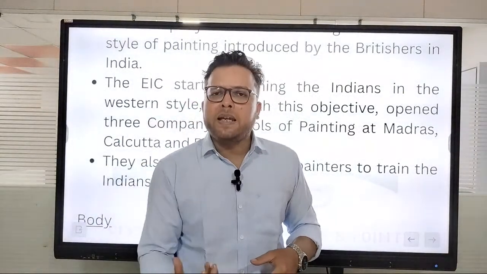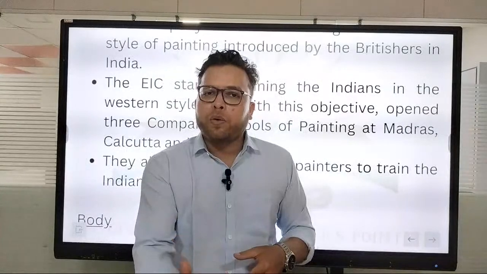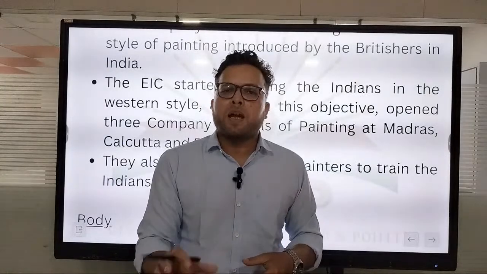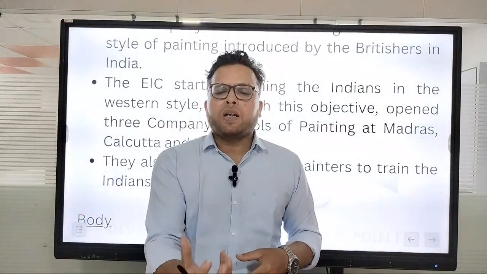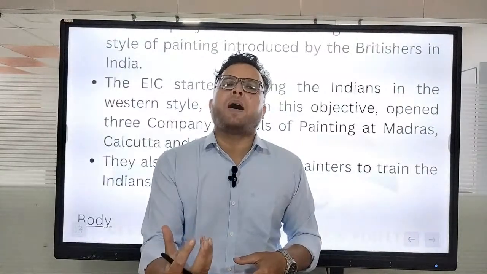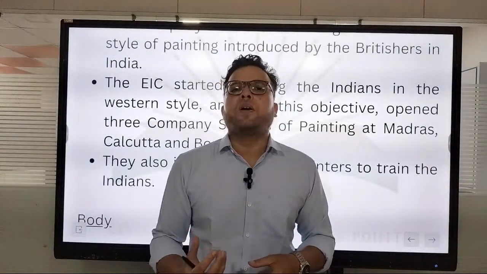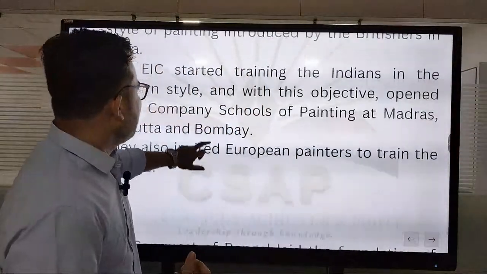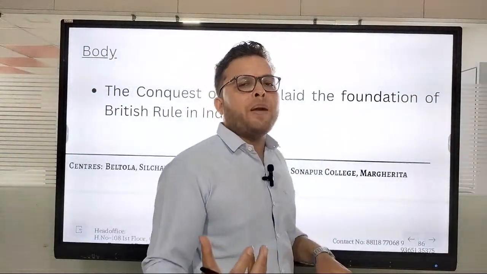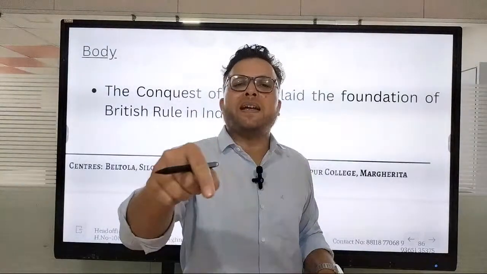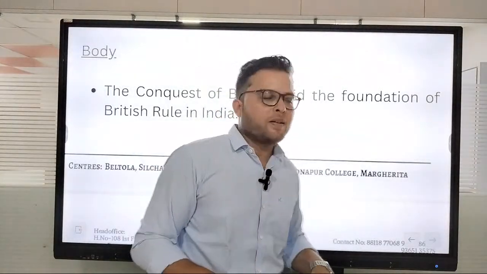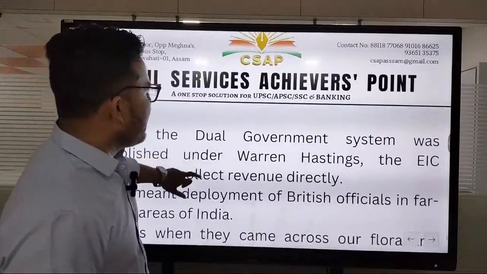And all these Indian painters who were trained in the Western style of painting were known as what? Company artists or company kalams. And the greatest of these Indian artists who were trained in Western style of painting was Raja Ravi Verma. He was from Travancore. Now let's learn about Raja Ravi Verma. Once they established the company schools of paintings in three places, they also invited European experts to come to India and train the Indians. Now, Raja Ravi Verma.